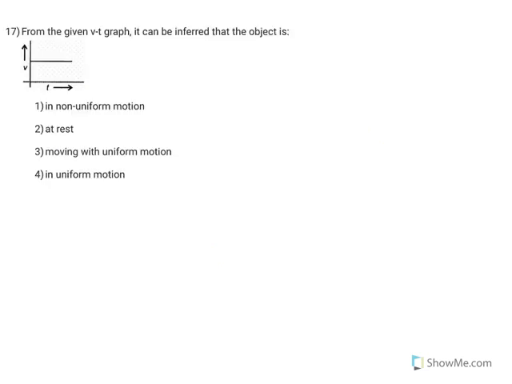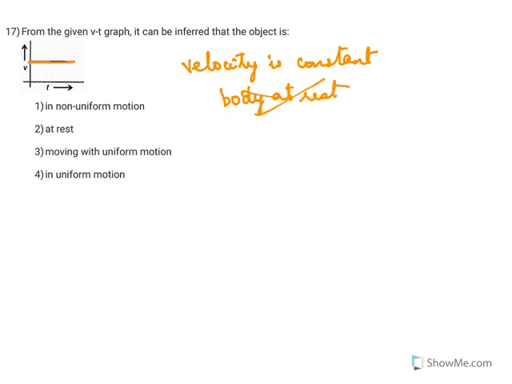From the VT graph, it can be inferred that the object is, now here it is not an object at rest, it has a velocity. The velocity is constant here because it is a straight line. If you say body at rest, wrong. So it is constant velocity. Constant velocity means it is moving with uniform speed, and this is called uniform motion. So the right option for this is uniform motion.